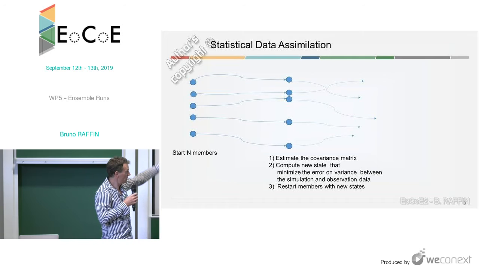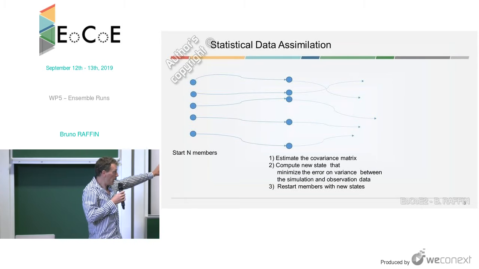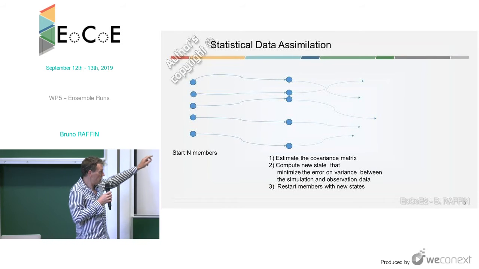You progress in time, and at some point you have observations. From this sample, you compute the covariance matrix on the different states given by the different simulations. Then there is some math to do a minimization on variance between the simulation and the observation data. So you mix all things together to find an optimal point, hopefully. And then this gives you new starting points, so you readjust the states of the different members for the next steps.